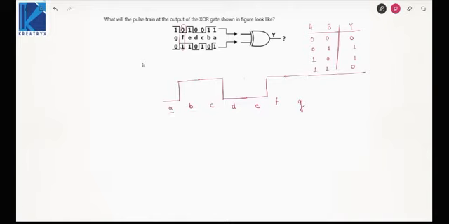I have drawn first A, B, C, D, E, F, G, because first A input will enter and at last G input will enter the XOR gate.